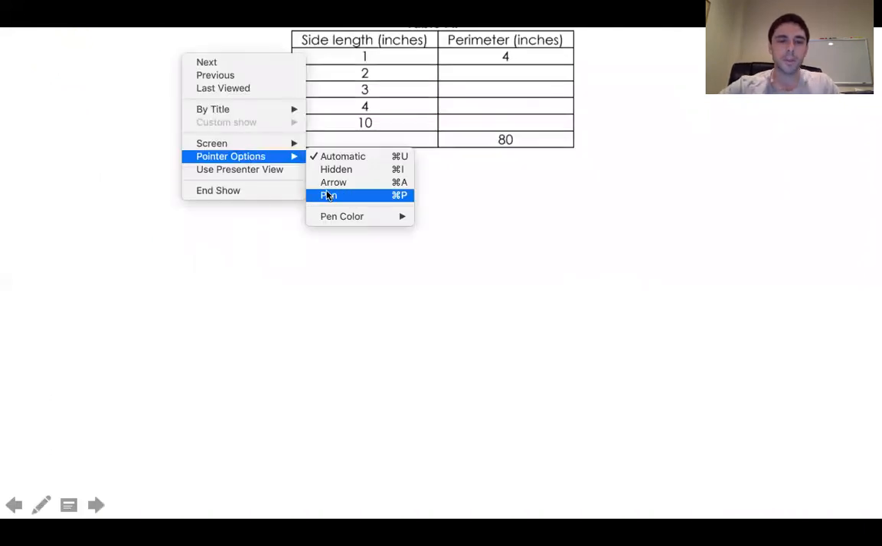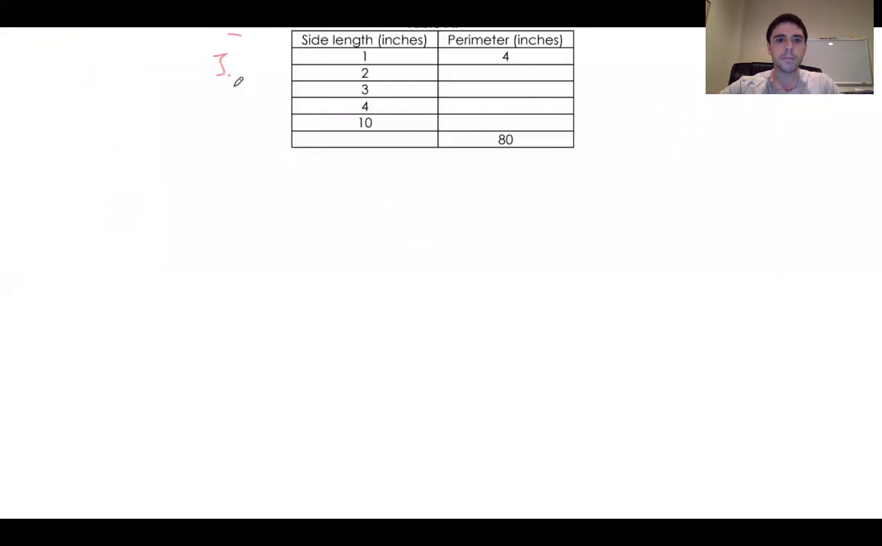For this one, this is a proportional relationship. Fill all the values in the table. So what is our unit rate going to be for this problem? Right, so the unit rate is going to be y over x, and our side length is going to be x, our perimeter is going to be y.